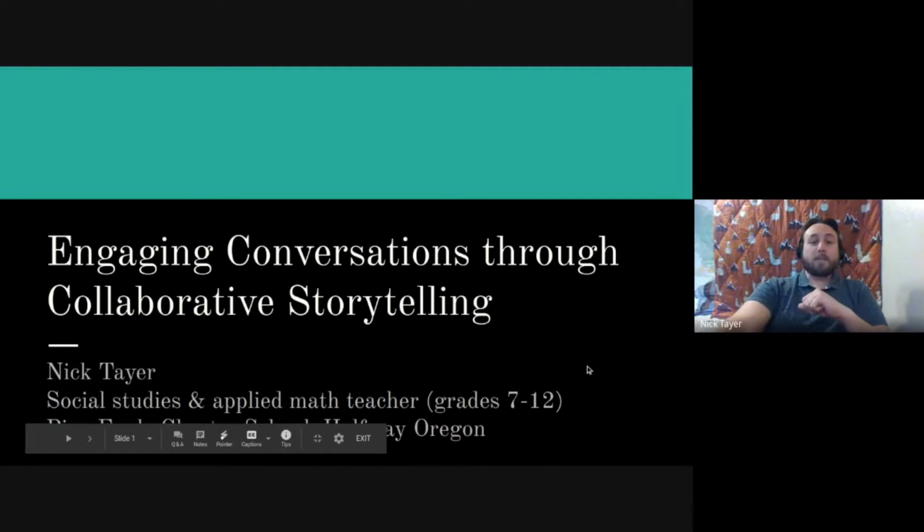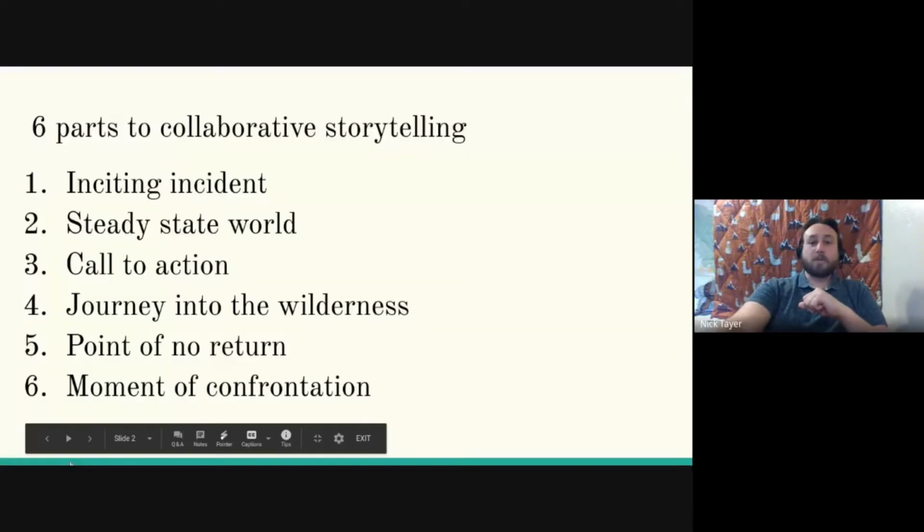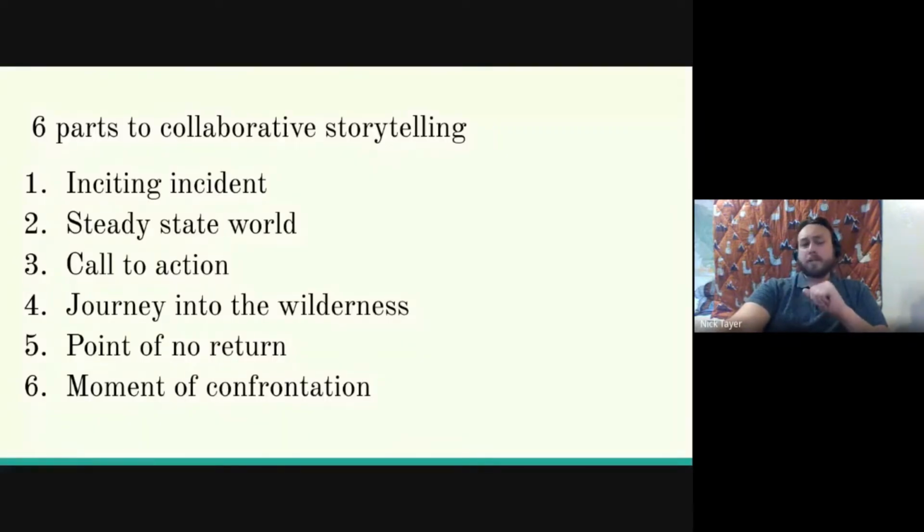Collaborative storytelling, like many forms of stories, consists of 6 parts. Each part builds on its predecessor to create a cohesive whole that joins past to present. It includes an inciting incident, a steady state world, a call to action, a journey into the wilderness, a point of no return, and a moment of confrontation.